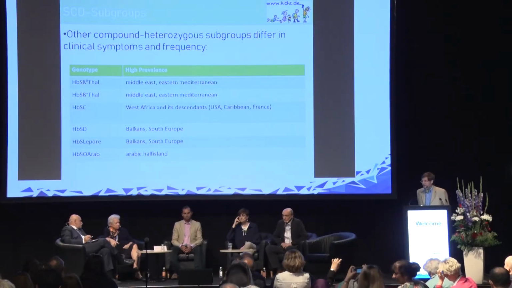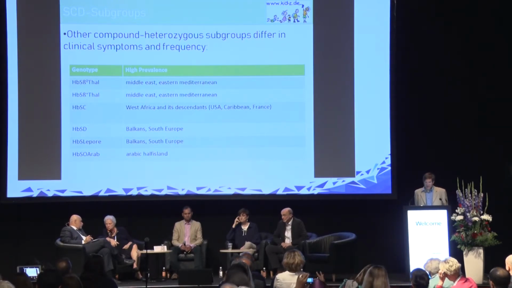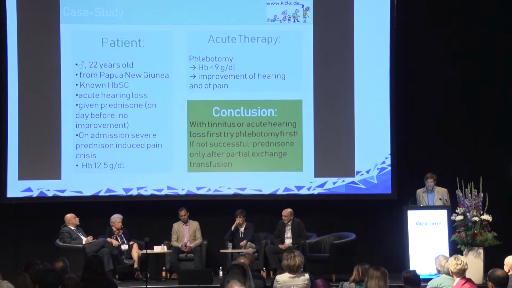So I switch to the second part of my lecture, which I owe to Roswitha Dickerhoff, which is hemoglobin SC disease. You know, there are seven groups of sickle cell disease. I don't have to report this to this audience. And hemoglobin SC is most apparent in West Africa and descendants of West Africa living in the US, Caribbean, and France. So let's begin with the patient. This patient from Papua New Guinea, 20 years old, had an acute hearing loss and was given prednisone without any improvement. But the prednisone did something else.